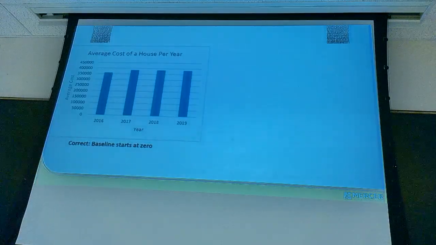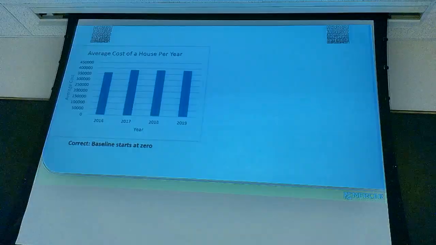Notice here that the baseline is 0. Your vertical starts at 0. And you look at this, and the average cost has gone up from 16 to 19, but not that drastically, relatively speaking.